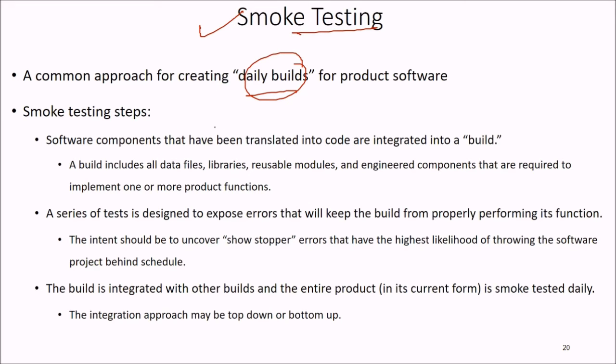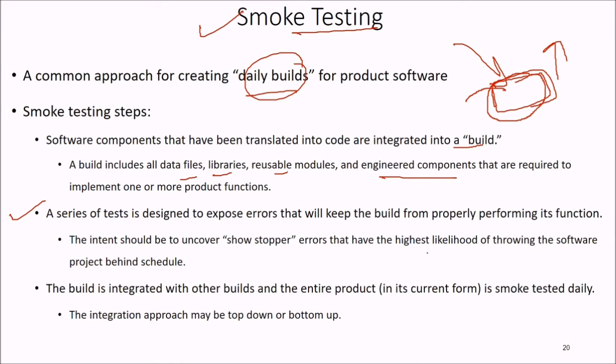First, the software components that have been translated into code are integrated into a build. And this build includes all data files, libraries, reusable modules and engineered components that are required to implement one or more product functions. And then a series of tests is designed to expose errors that will keep the build from properly performing its function. The intent should be to uncover showstopper errors, the most prominent errors that have the highest likelihood of throwing the software project behind schedule.